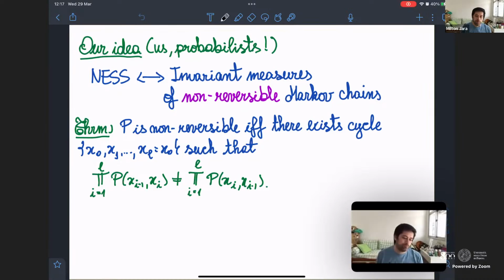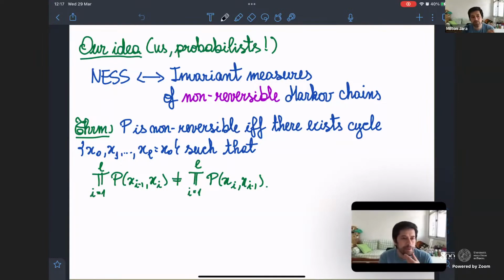A Markov chain is reversible if it satisfies detailed balance. So what does not satisfying detailed balance mean? It means that you can find a cycle where this is happening. Here there is a catch, which is that this condition does not make any mention of the invariant measure. So you can detect whether a Markov chain is non-reversible without knowing what the invariant measure is.